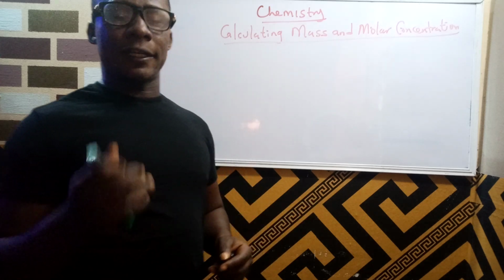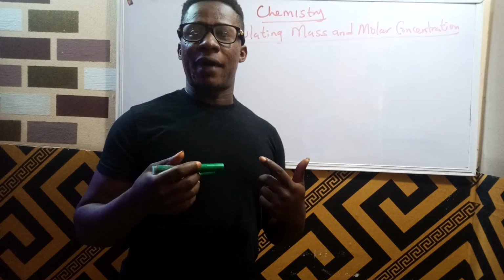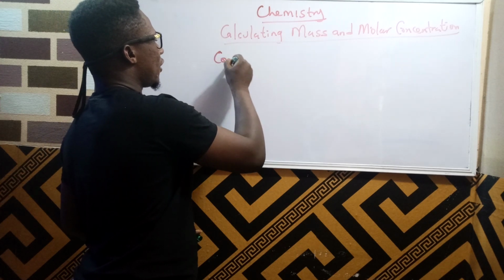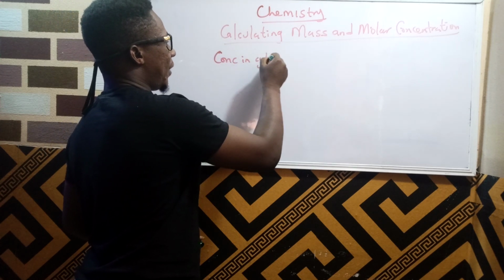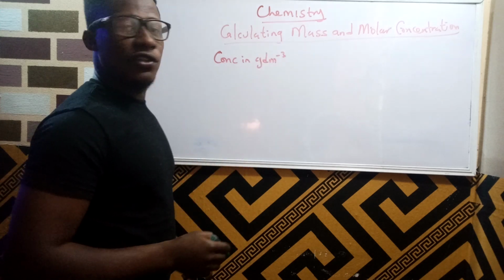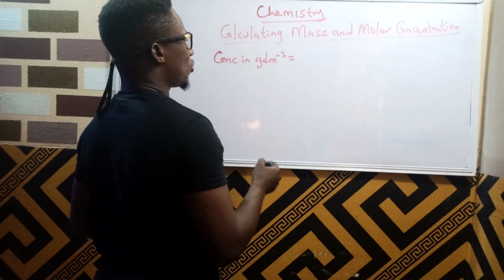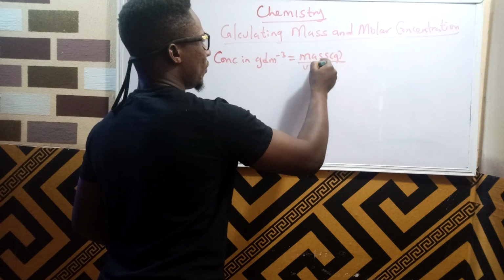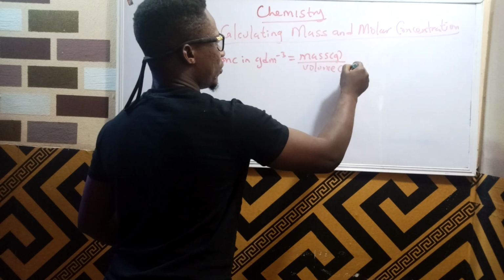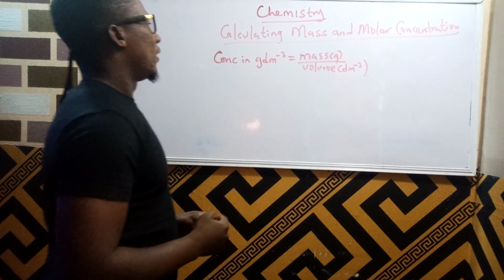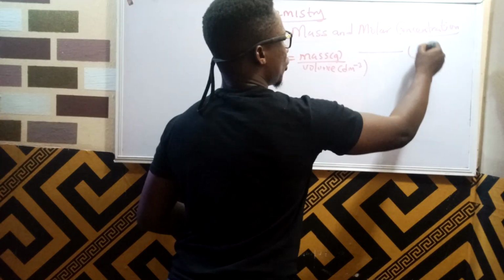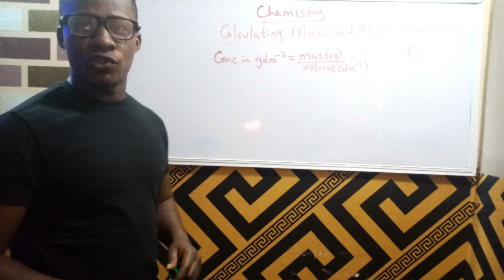Now let's go. Remember that in mass concentration we have the mass and the volume. To calculate mass concentration, or concentration in gram per dm cube, concentration in gram per dm cube is equal to mass, which is in gram, over volume, which is in dm cube. That's concentration in gram per dm cube. Let's call this one equation 1.